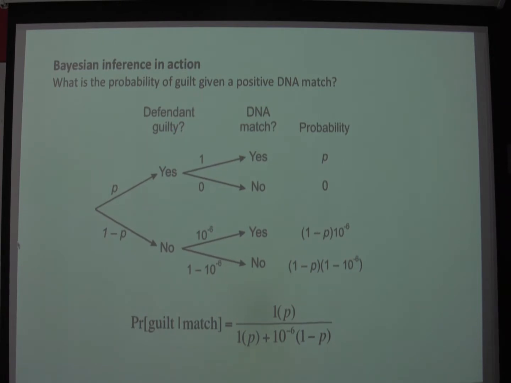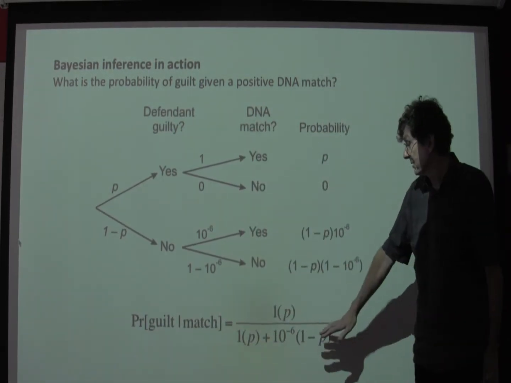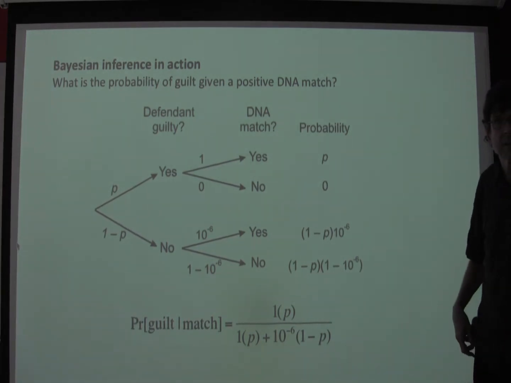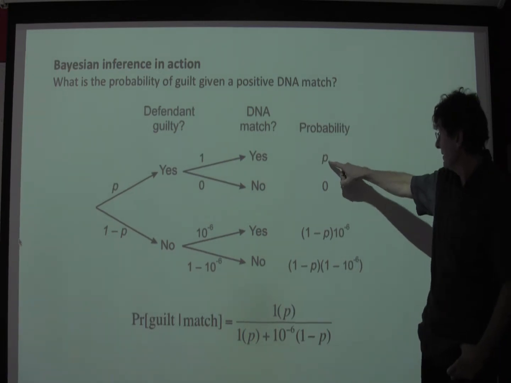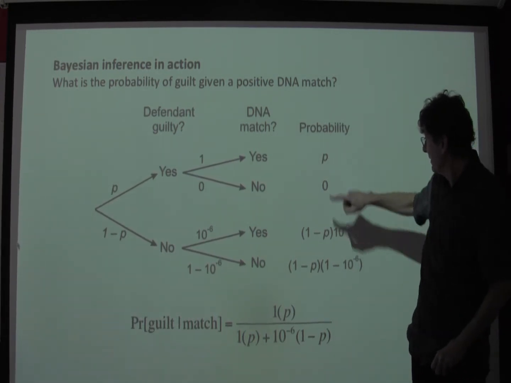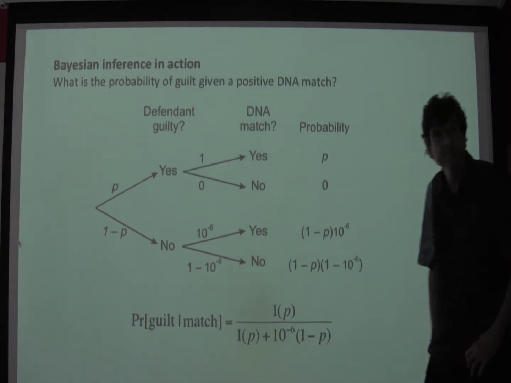So, application of Bayes' theorem. What's the probability of guilt given a match? It's just this. It's pretty much the same calculation that I showed you for Down syndrome. Just this number over the sum of this and this. Basically all the outcomes that led to a positive match.